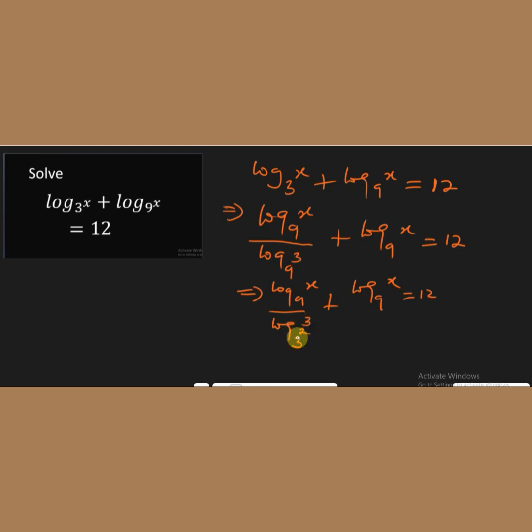That will, and log of its own base in laws of logarithm is 1. So this is going to be log 9 raised to the power of x divided by half. Remember, the reciprocal of this will multiply the log 3 raised to the power of 3. So plus log 9 raised to the power of x is equal to 12.